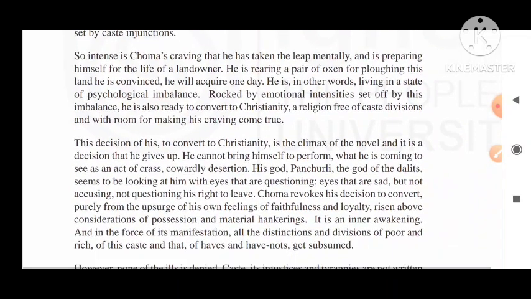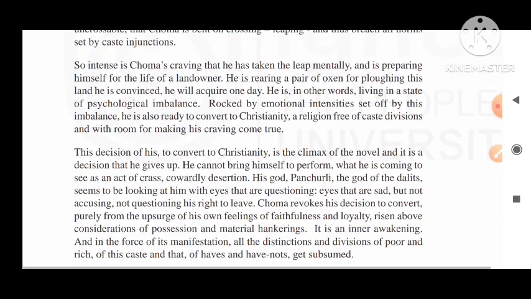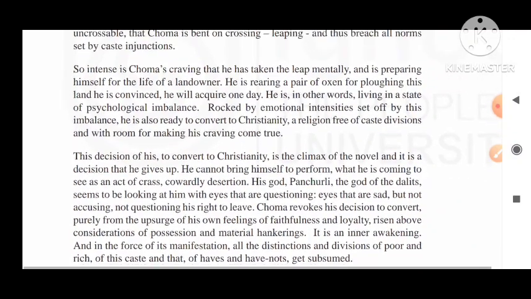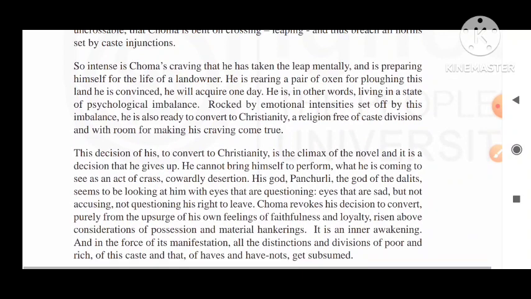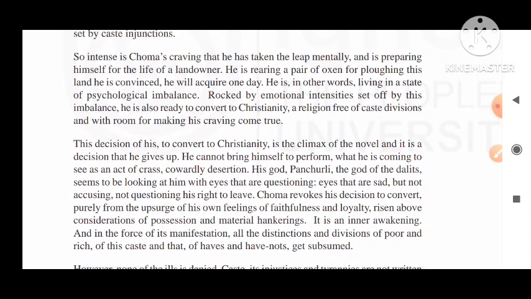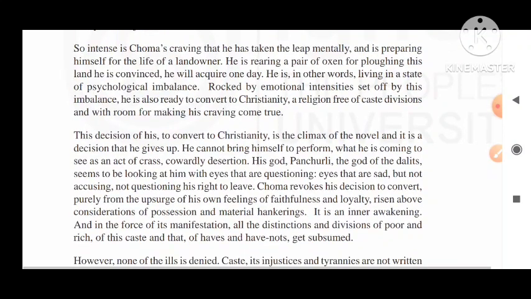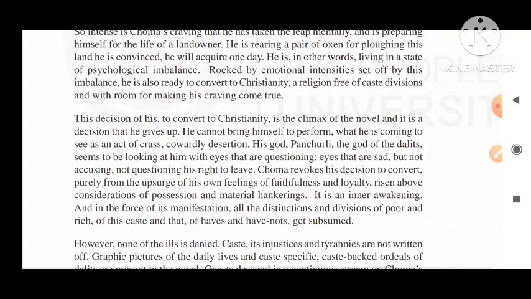So intense is Choma's craving that he has taken the leap mentally and is preparing himself for the life of a landowner. He is rearing a pair of oxen for plowing this land, he is convinced, he will acquire one day. He is, in other words, living in a state of psychological imbalance.